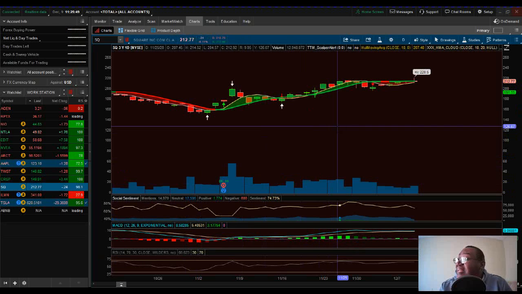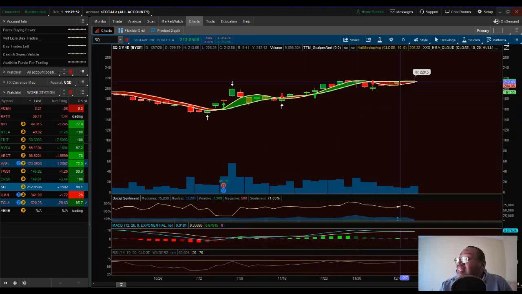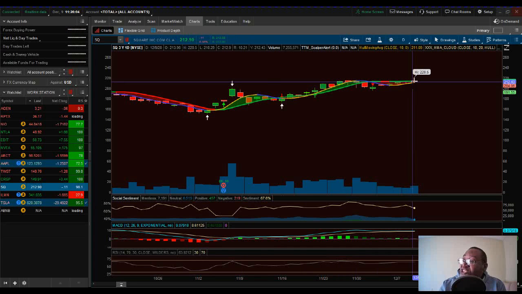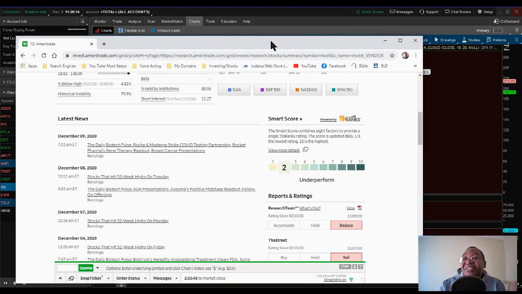Take a look. Okay, now this one here is showing some promise. This is one of those great examples of when you want to come in. Great example. Look at that. This one is showing that it's about to turn green. The cloud is about to go green. So this will be a good place to take a look at. What is this stock? SQ. Let's see what it says here.